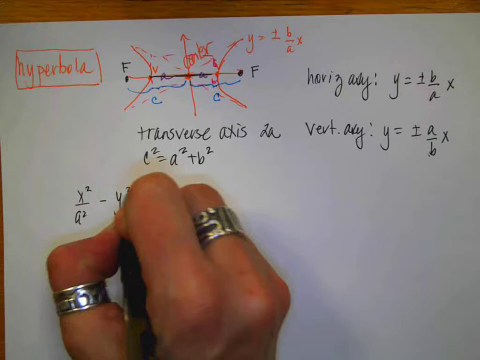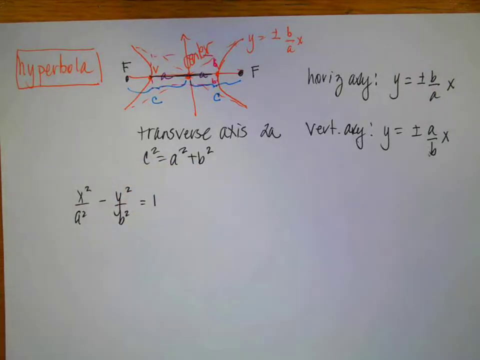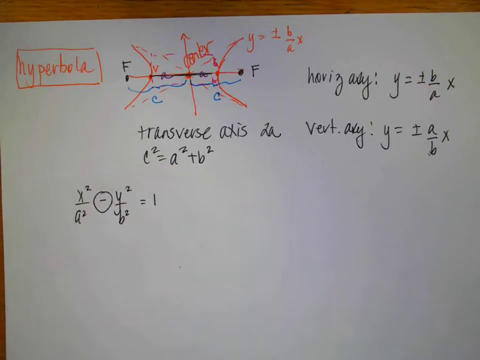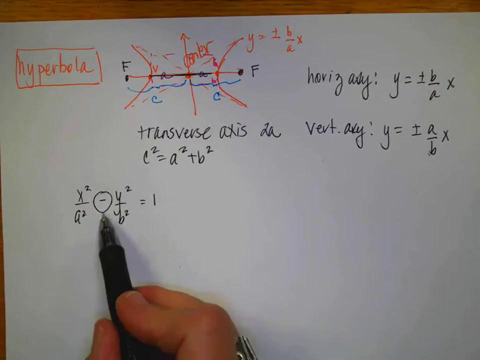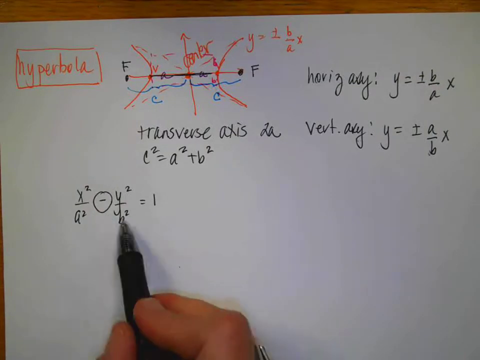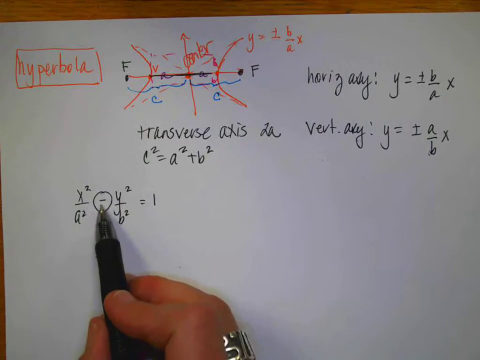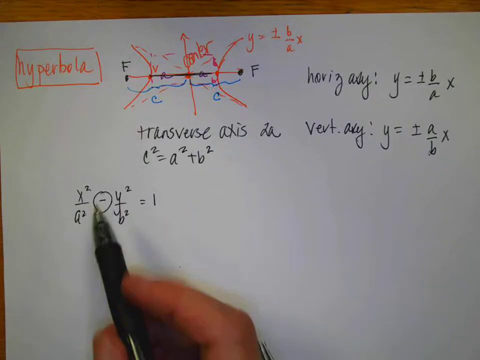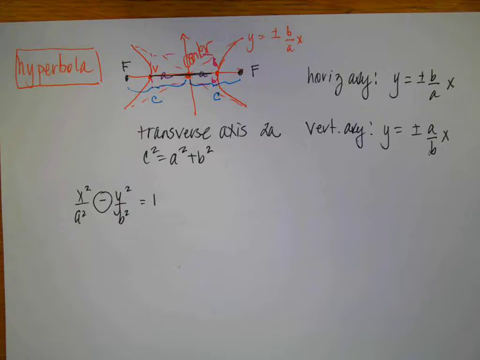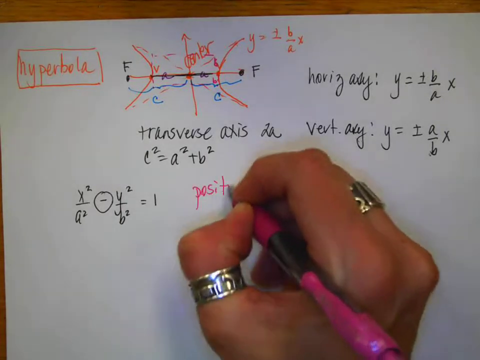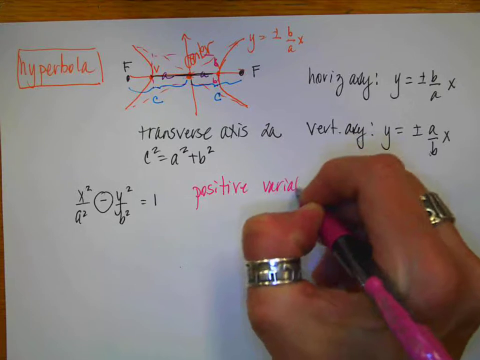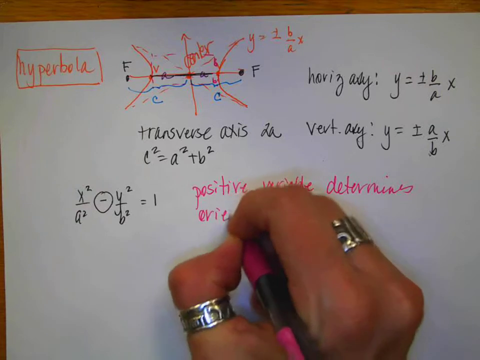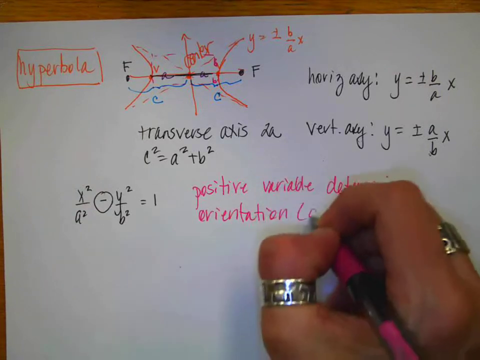The standard equation is x squared over a squared minus y squared over b squared is 1. So the hyperbolas are the only conic that has both variables squared and a minus sign, because in the circle, the a and the b would be the same, and then I would have a plus. For an ellipse, one of these two is bigger, but I would have a plus. So for hyperbolas, the positive variable determines the orientation.